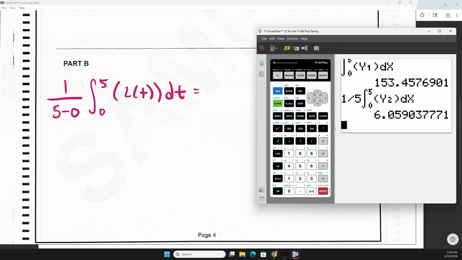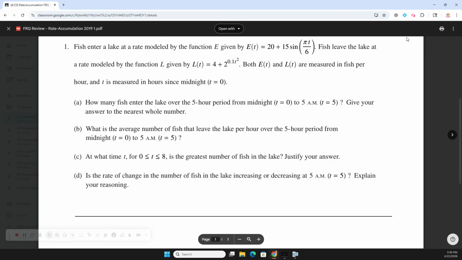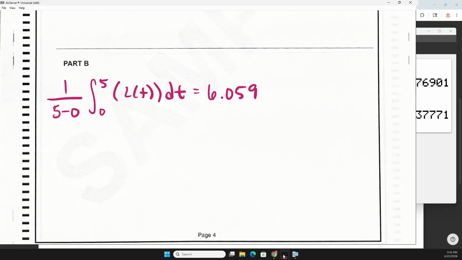Now this one, since we're finding an average, then it's okay that we have a partial fish. So let's make sure we answer the question. And so we would say the average number of fish that leave per hour in that 5-hour period is, and then it'll be whatever decimal that we got.